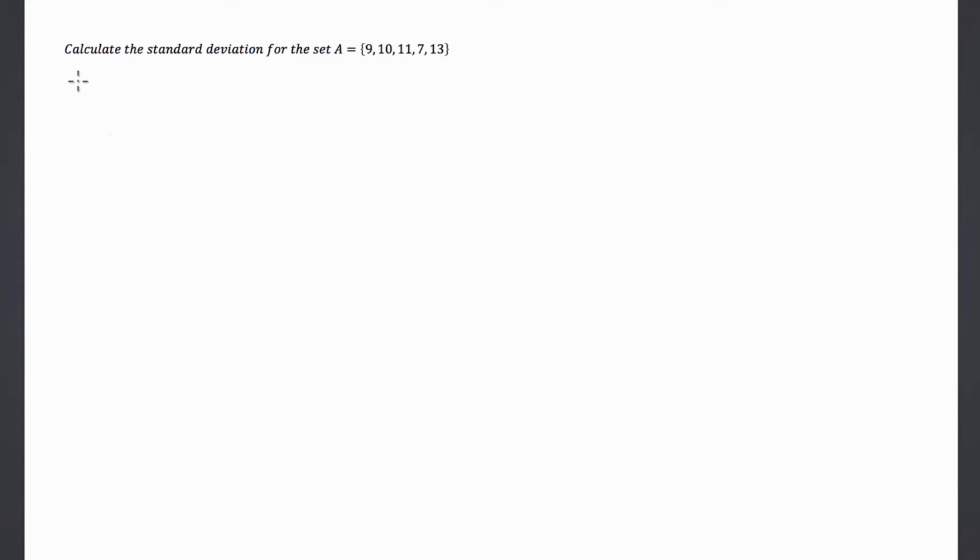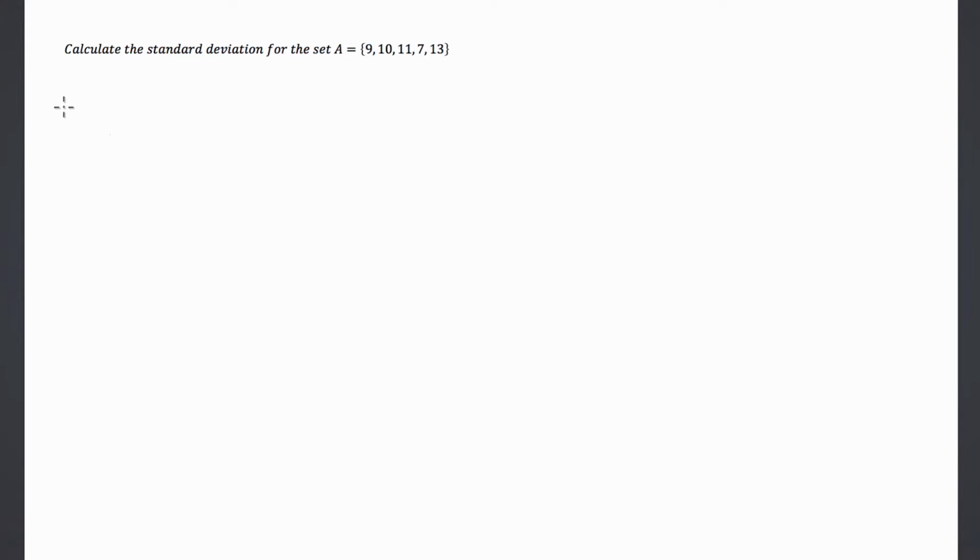Okay, today we're going to do a simple example of finding the standard deviation without a calculator, so by hand. It's just an easy three-step process, but if you haven't seen it before without a calculator, it might prove a bit difficult. So let's get straight to it.